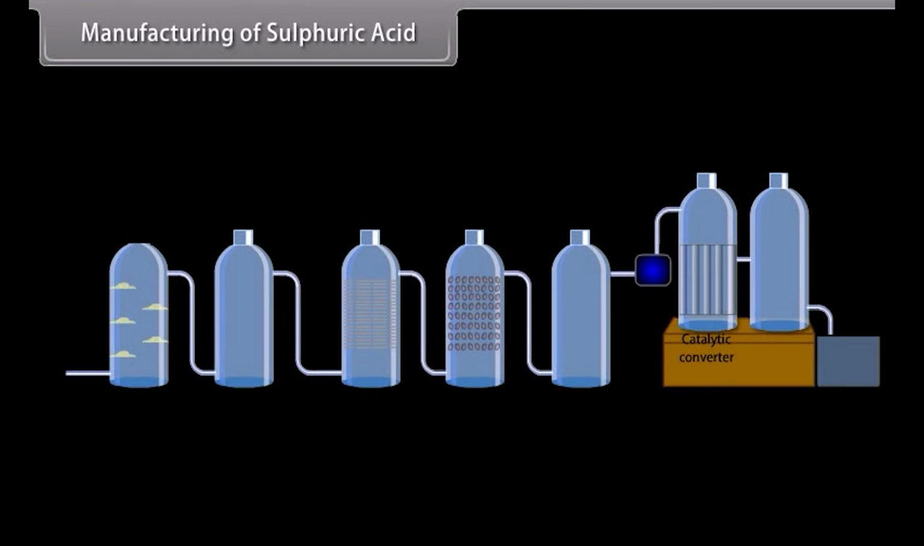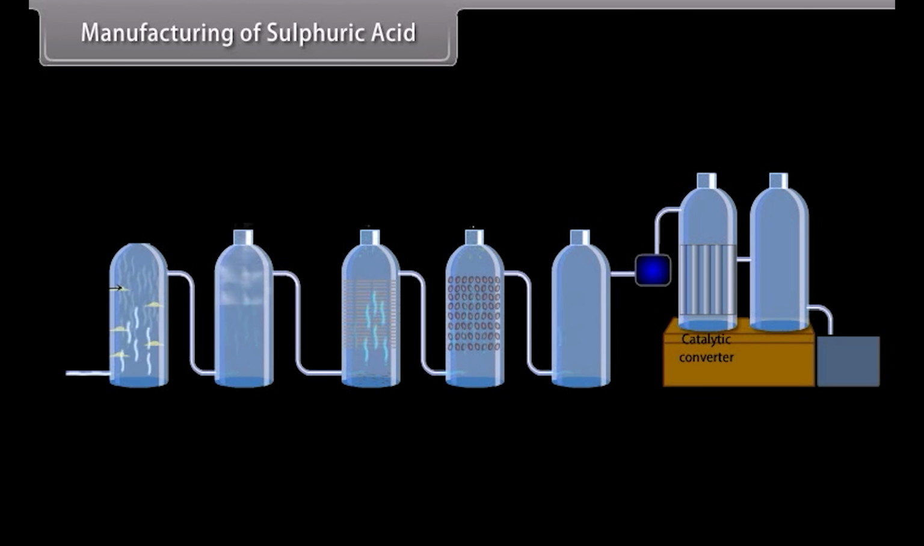Manufacturing of sulphuric acid. The manufacturing of sulphuric acid starts from sulphur burner. Here, sulphur dioxide is produced. This sulphur dioxide passes through dust precipitator, which removes dust from the gases. A scrubber is used to remove the soluble impurities. After that, drying tower removes the moisture from the gases.